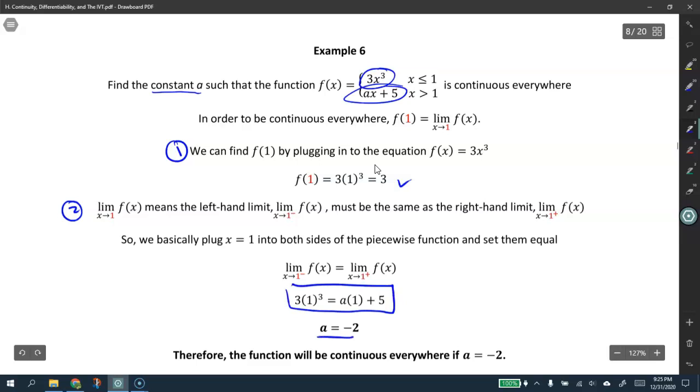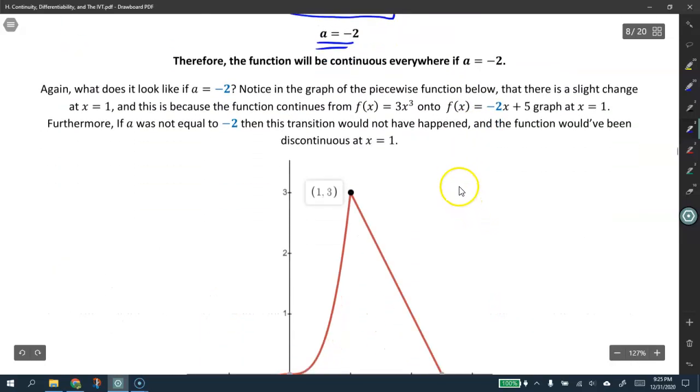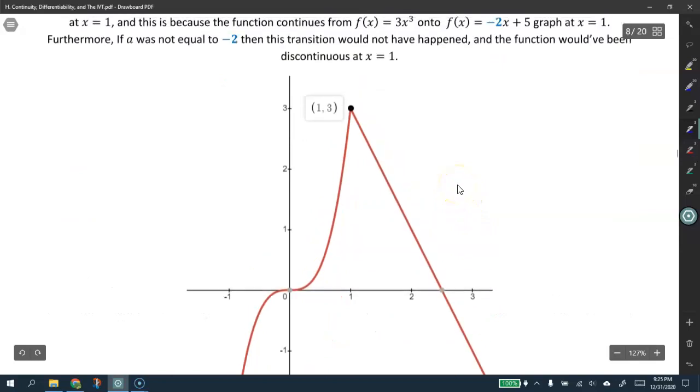And when you solve for a, you end up with -2. Again, if you would just like to appreciate what that exactly does for us, essentially what has happened is you have this function right here that is going to be 3x cubed, and this function right here, which is -2x plus 5.